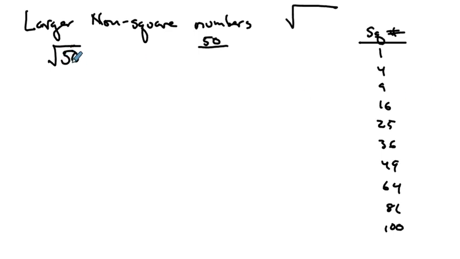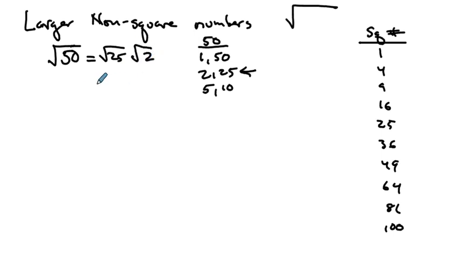So with 50, I think about the factors of 50. It's got 1 and 50, 2 and 25, 5 and 10, and then that's it. The only one of those that has a number on the square list is 25. So we're going to rewrite this as the square root of 25, I always put the square number first, times the square root of 2, because I can simplify this.